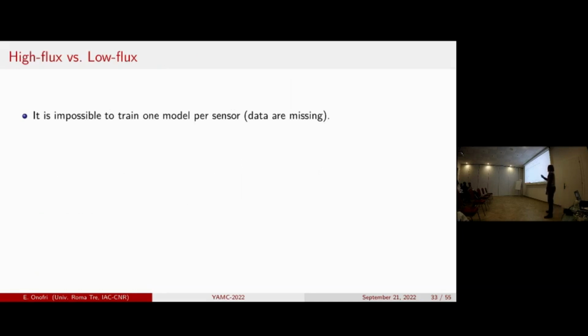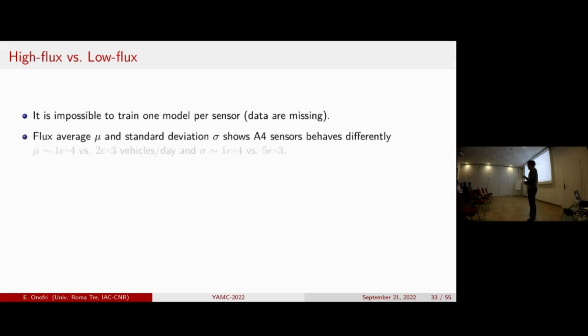And so it is practically impossible to train one model per sensor in this situation, because the three technology sensors are only a few of the complete fleet of sensors. So we opted for a different way of building the model. We analyzed the mean and standard deviation. We found out that the sensors placed on the A4, which was the main arterial road, were very different from the others, and so we trained two different models.